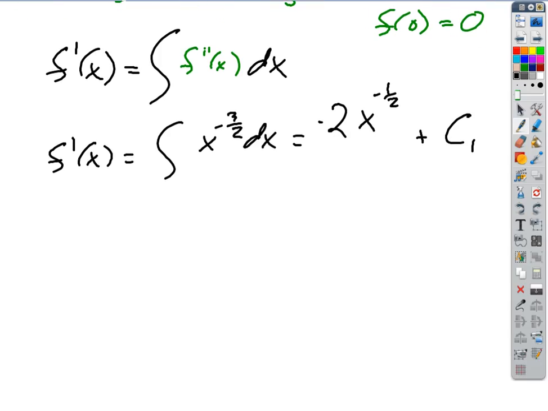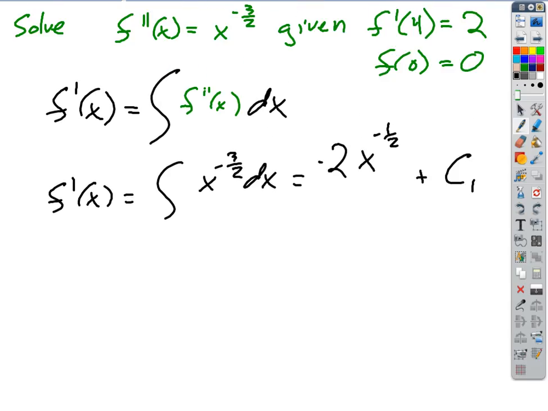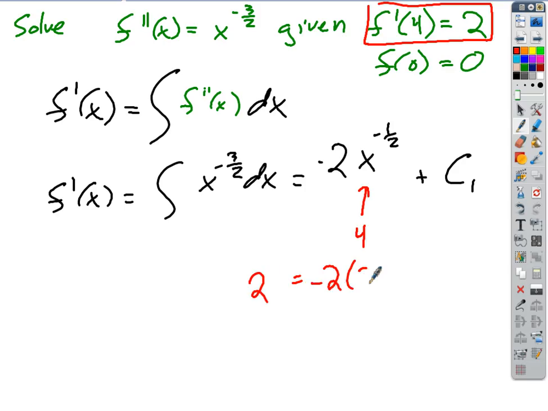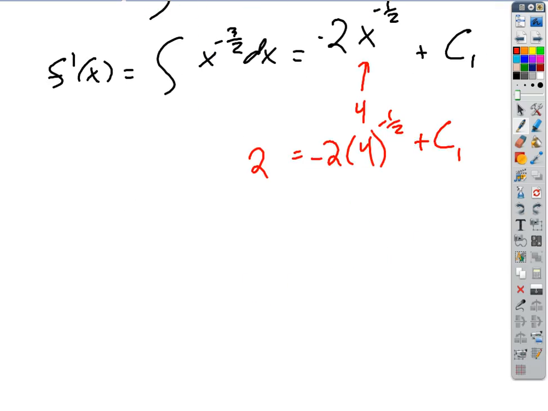Okay, now that's pretty good, but we want to know what that constant is. How do we find the value of the constant? Okay. That particular condition is telling us the value of f prime when x is 4, right? So I can plug 4 in there, and it tells me that this whole thing then is equal to 2. You mean 4? Whoops, 4, you're right. Which is a lot more convenient, isn't it? Okay, so what is 4 to the negative 1/2?